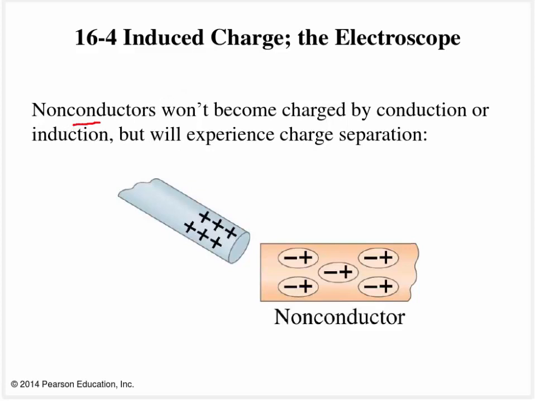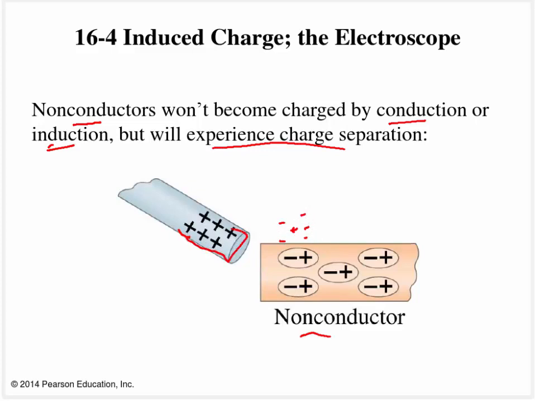Now what happens if we have a non-conductor or an insulator? Suppose I have a glass rod, or a rod with some charge in it, and I bring it near a non-conductor. It won't be charged if I touch it, and it won't be charged through induction, but it can actually experience some charge separation. So suppose I have a charged rod and I have my non-conductor right here. It's got the positive charges and some negative charges all scattered around it.